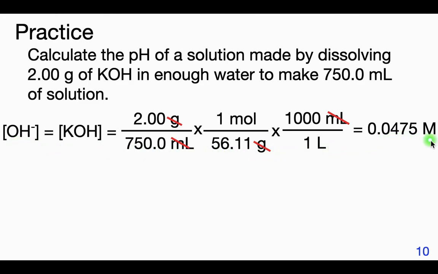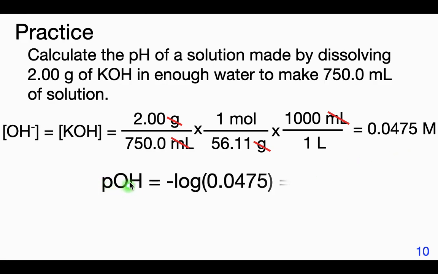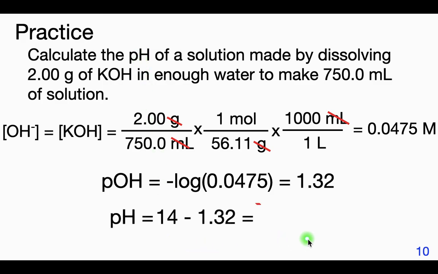And so this gives us a hydroxide ion concentration of 0.0475. Now before you go running off to calculate the pH, remember that is not the hydrogen ion concentration, that is the hydroxide ion concentration. So when we plug that into our negative logarithm equation, it will give us pOH. In this case, pOH of 1.32. To calculate the pH that you're asked for, we would need to subtract that from 14. So the pH is 12.68.